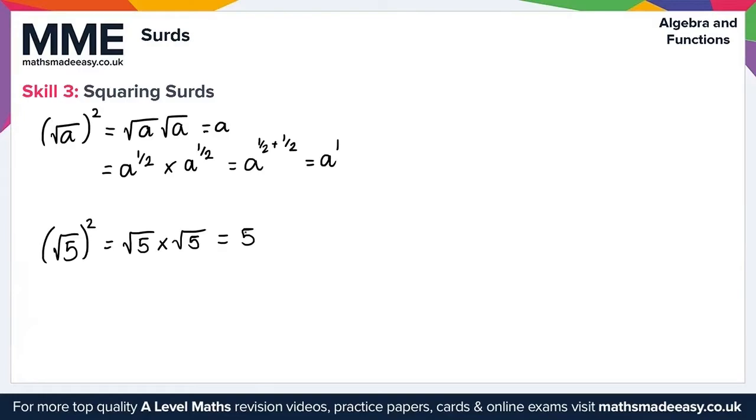And let's say we've got 2 root 3 and we square that. In that case, this becomes 2 squared times the square root of 3 squared. Here, 2 squared would give us 4, and the square root of 3 squared would simply give us 3. So this is 4 times 3, giving us 12. So that gives us everything we need for skill 3 on squaring surds.